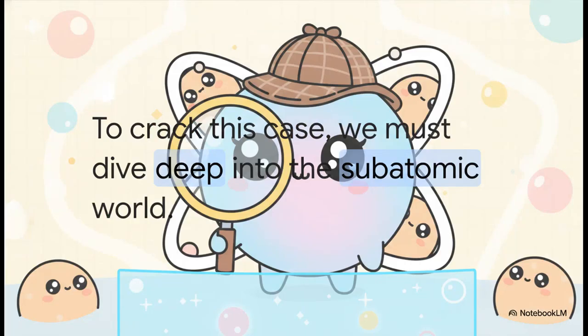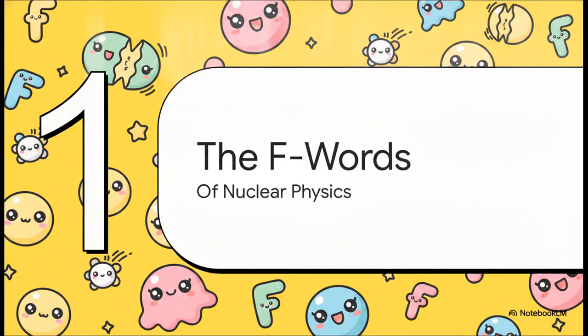To actually crack this case, we can't just skim the surface. We need to dive right into the nucleus of the atom. We'll be looking at actual cross-section data and quantum mechanics to see how neutrons really interact with heavy elements like uranium. So let's get started with Section 1, the F words of nuclear physics.